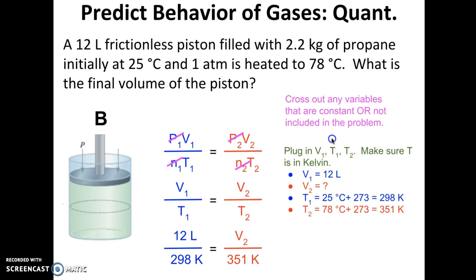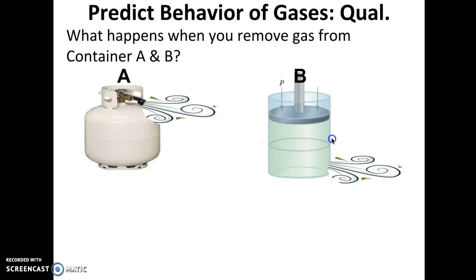Great, once you have that all filled in, then you can go ahead and cross multiply and solve, and you get your V2. Okay, so now let's predict what happens when you remove gas from container A or B. So now we're actually removing gas, as you can see, here's sort of like a leak.